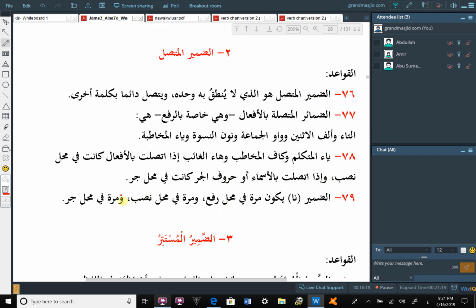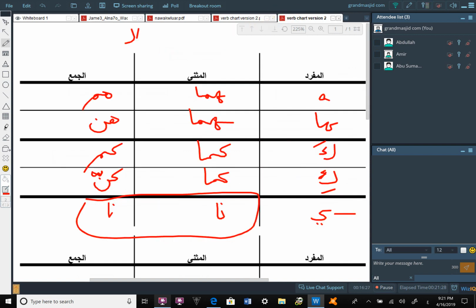And marratan fi mahal jar: sometimes, one time, in the position of being jar. When is it in a position of being majroor? When it is connected to a noun or a harf.